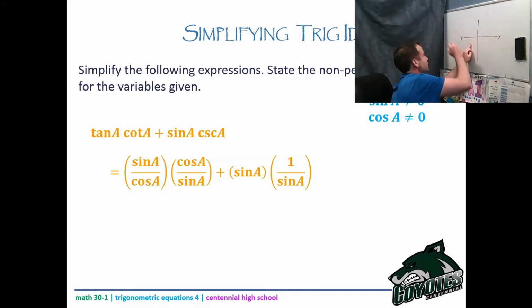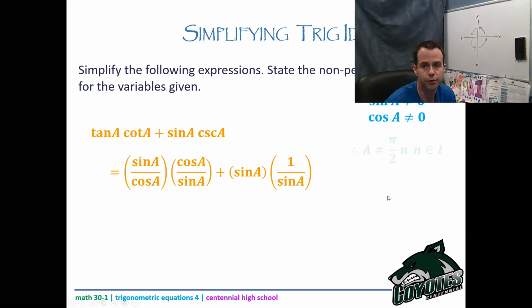Him and him. Cos of theta can't be 0. Well, that means this guy's out and this guy's out. So altogether, I can say that in one statement. It's 0 plus the period of repetition. Well, what's the period of repetition? That's pi over 2. So I don't say 0 plus, remember? So I just say pi over 2n, where n is a member of the integers. Okay? Now, I can start simplifying things out. I see that my sine A's here will divide each other out. My cos A's will divide each other out, which leaves me with a 1 for this guy.